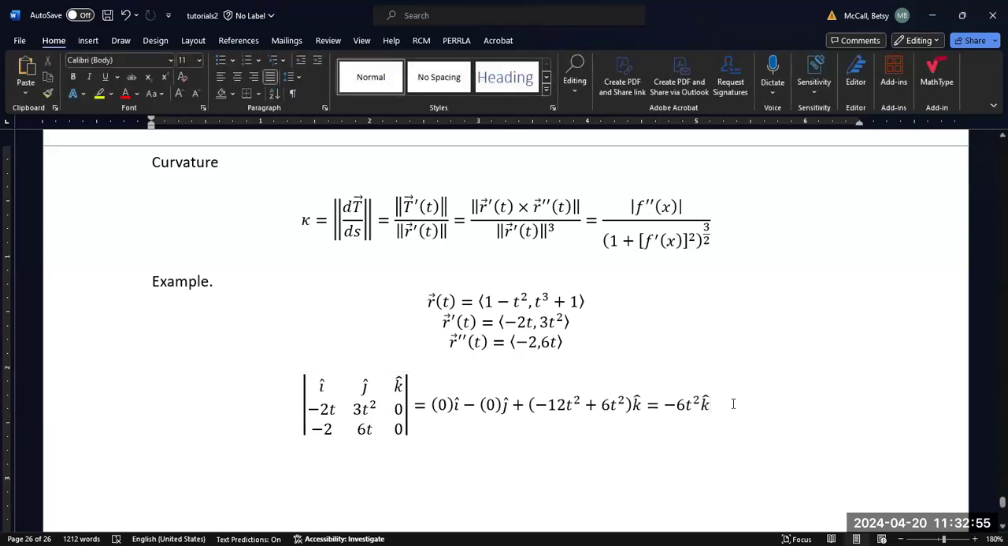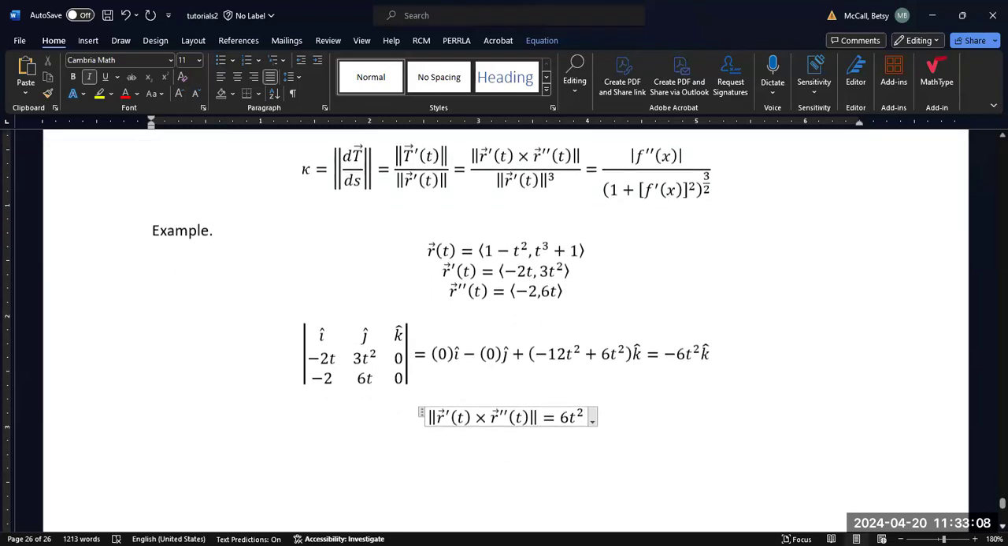And so when we take the magnitude of this, according to our formula, we're just going to get 6t squared. And then the second thing that we need to do, of course, is find the length of the derivative.